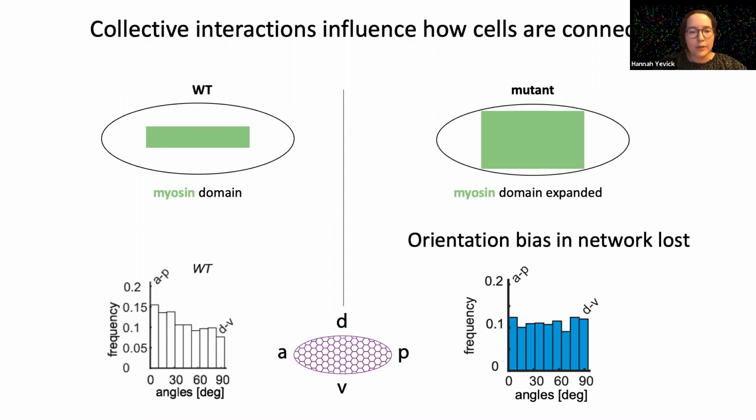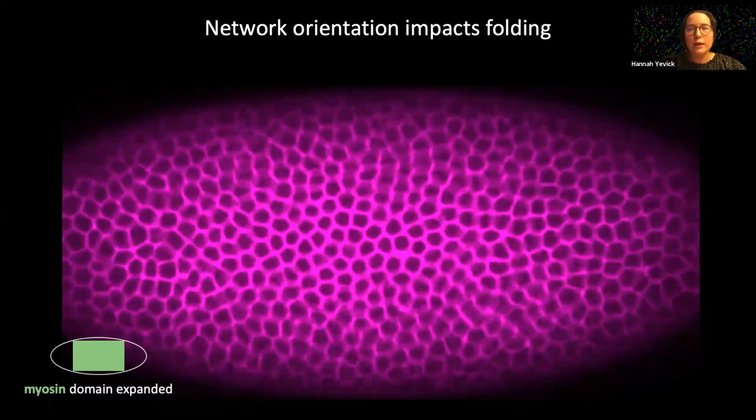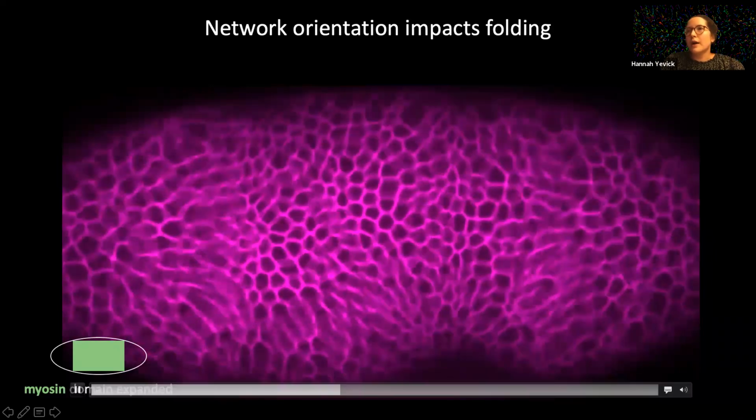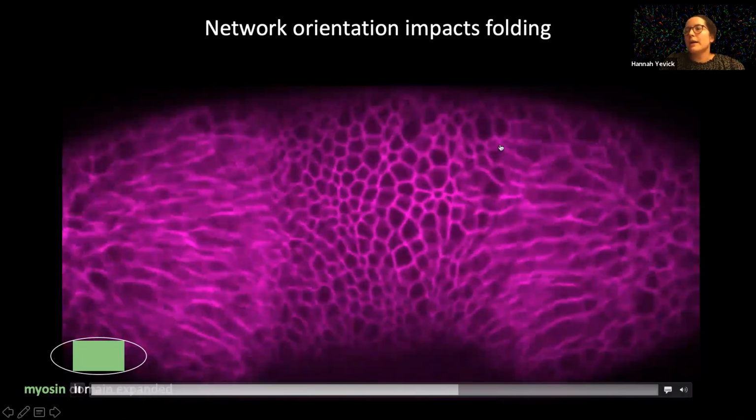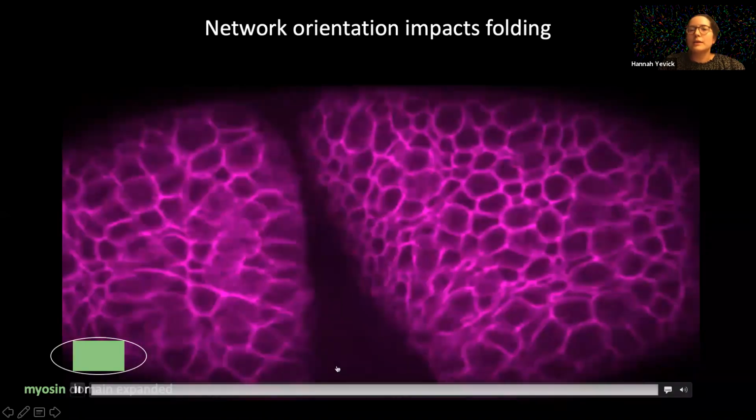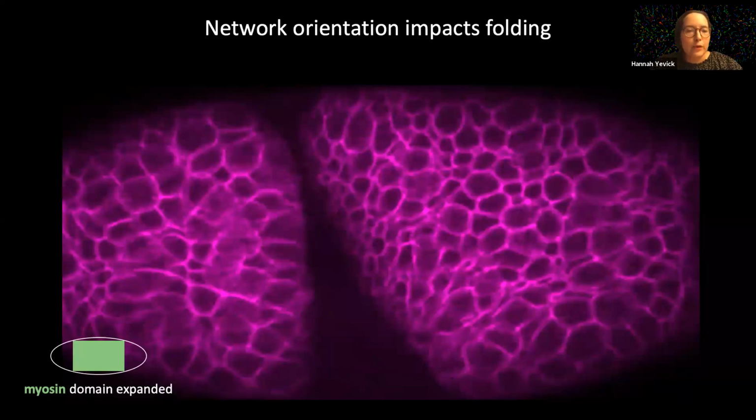And if we look at what this does to the actual tissue folding, it was striking, where normally the tissue should fold along the long axis. And what we see here is that by disrupting the orientation of edges in our network, we get the tissue to fold incorrectly along the perpendicular direction. So what we're seeing here is that network properties are important for robust tissue folding.